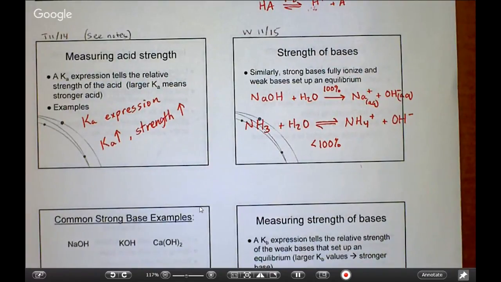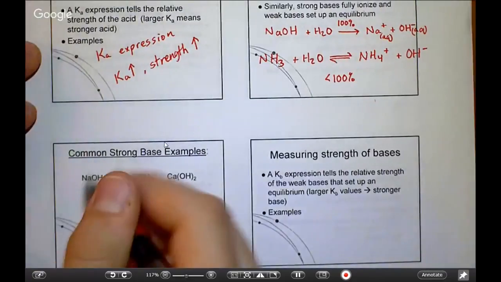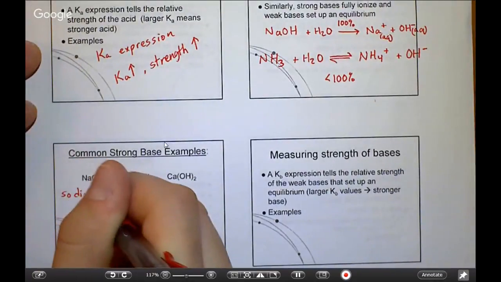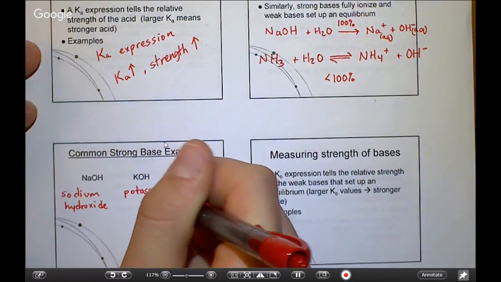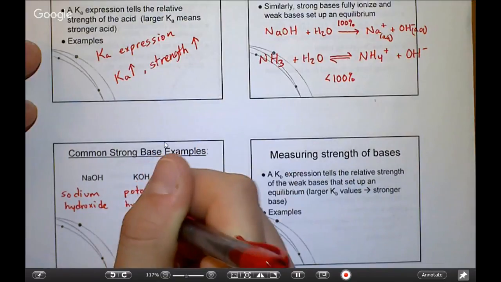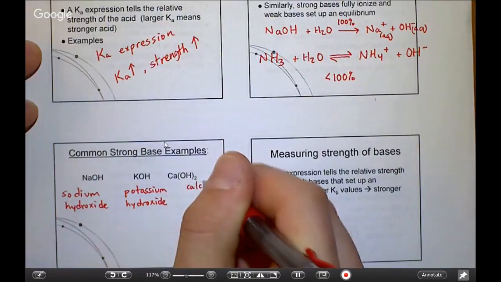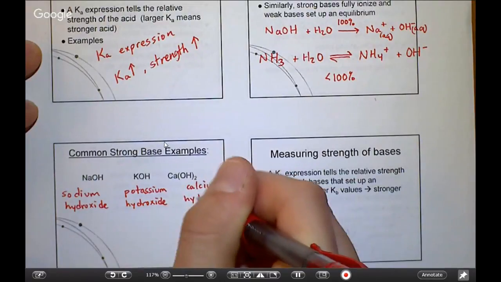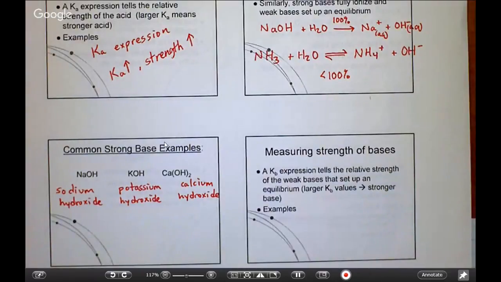Okay. Some of our common strong base examples, we've got 3 of them. We have sodium hydroxide, potassium hydroxide, and calcium hydroxide. Anything else we come up with in any other hydroxide type base is going to be a weak base.